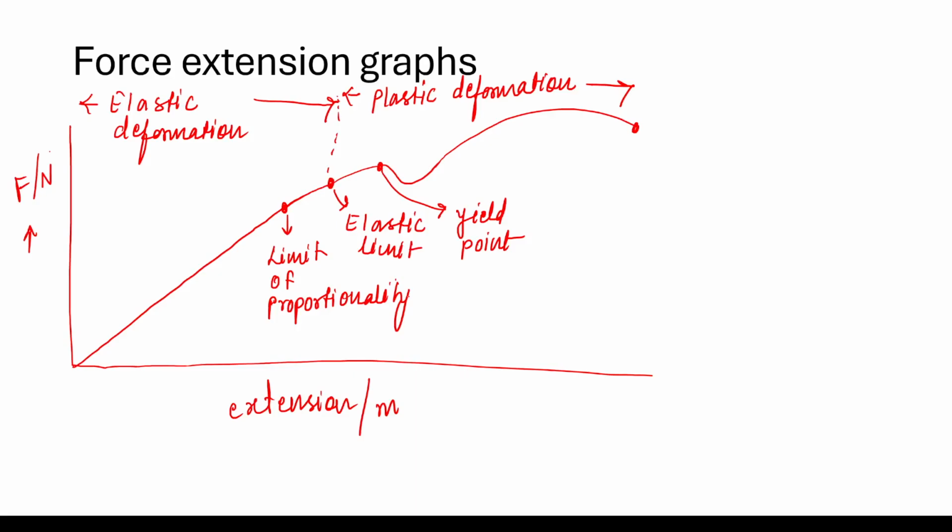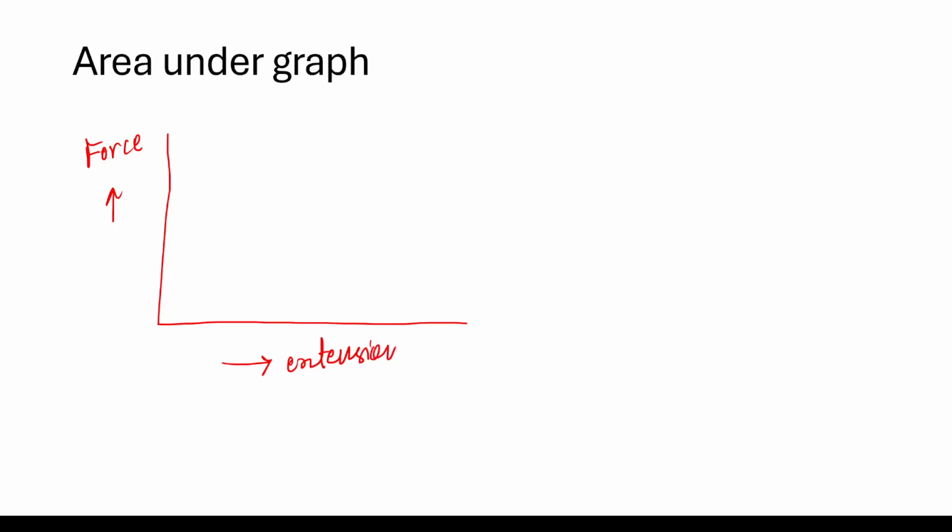Okay, so that's the force extension graph. Now, what does a force extension graph give us? Two things. If it is a force and extension graph, the gradient would give you the spring constant or force constant. I'm just taking two types of graphs here. One is a straight line graph, so the gradient gives the spring constant.